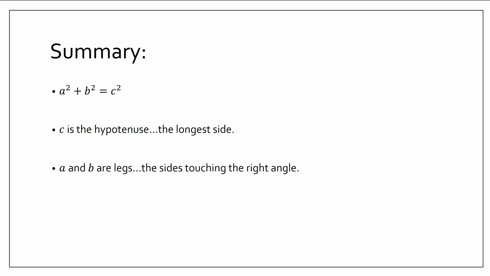All right, so here's your summary. Pythagorean theorem, a squared plus b squared equals c squared, works for right triangles. Remember that c is always the hypotenuse, the side across from the right angle, the longest side. a and b are the legs, the sides touching the right angle. Should be a pretty easy section. Easy formula to memorize, easy formula to apply.